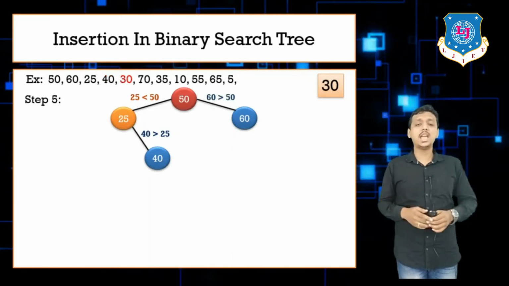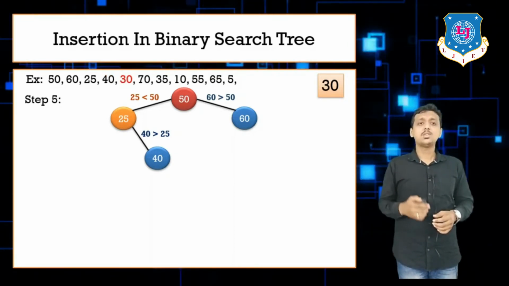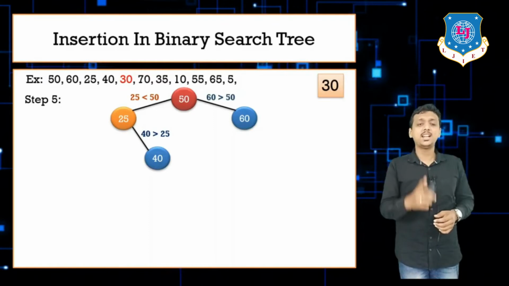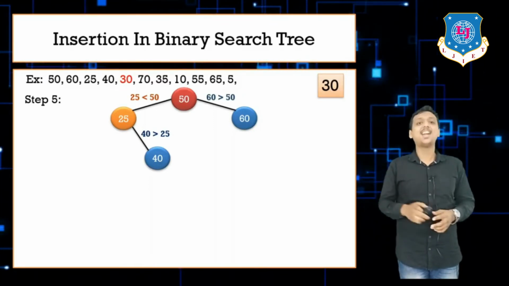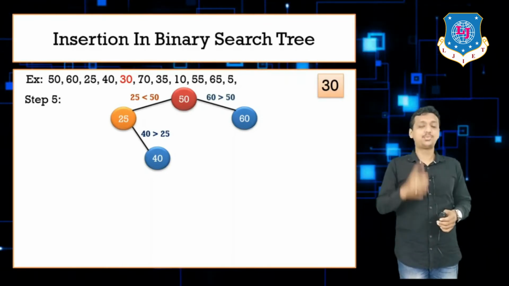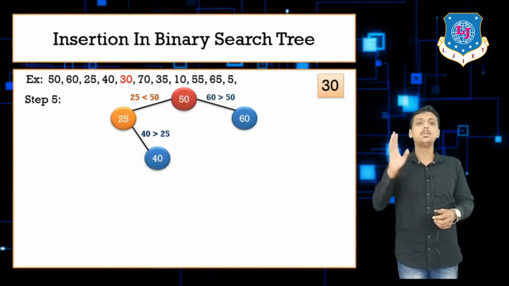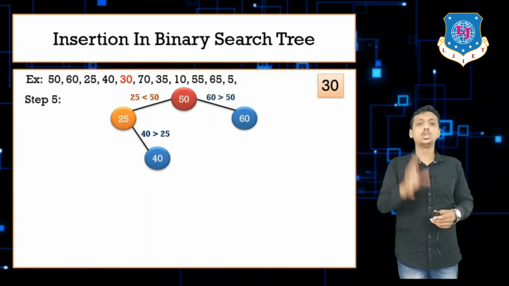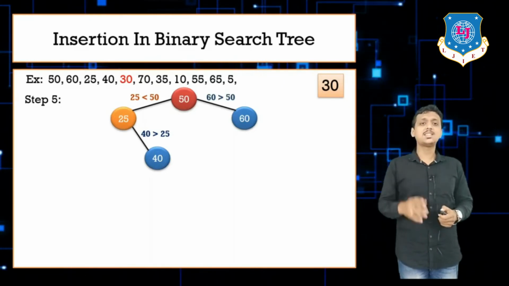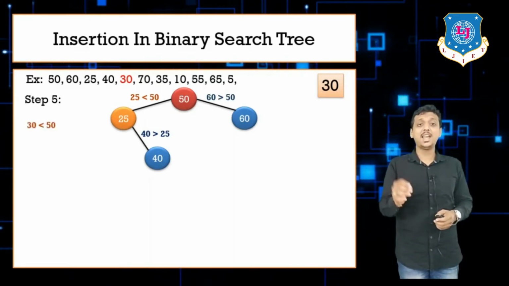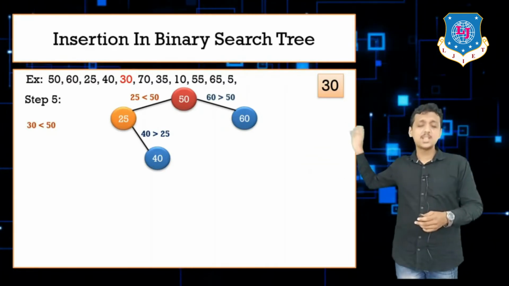The next value we have is 30. Fine. So first compare 30 with which one, 40 or 60? First compare 30 with 50, because for any operation on a binary search tree, we perform the comparison with the root node. 30 is less than 50, so just move towards the left side.